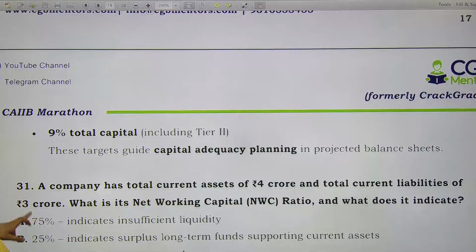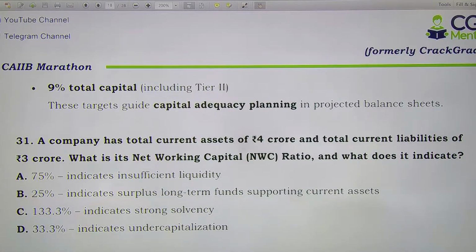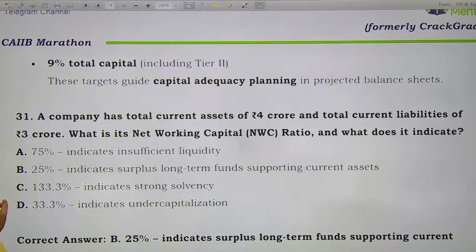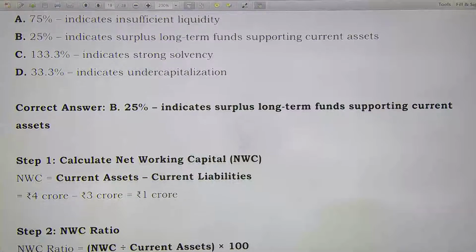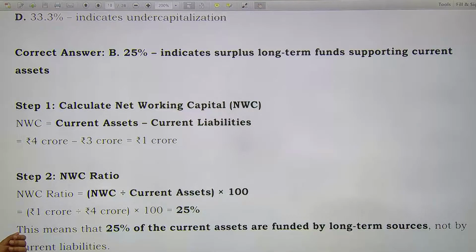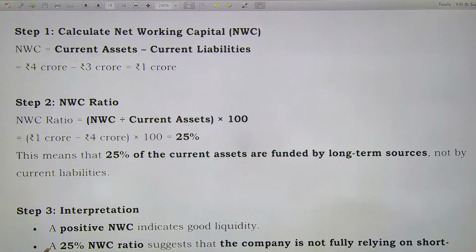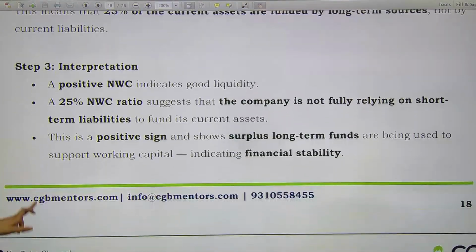Now, next we have a company has total current assets of 4 crores and total current liabilities of 3 crore. What is its net working capital ratio and what does it indicate? ठीक है, यहाँ पे आपसे net working capital ratio पूछा है. Let's calculate it. First of all, net working capital is current asset less current liabilities, that is 4 crores less 3 crores is equals to 1 crore. Now, NWC ratio is NWC divided by current assets. So, 1 divided by 4, 25% is your net working capital ratio, right?